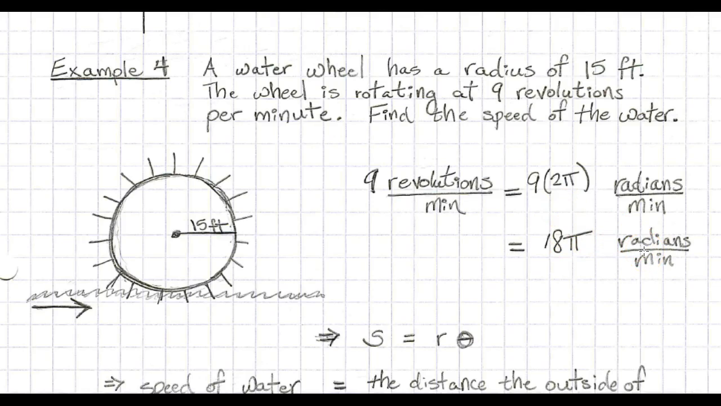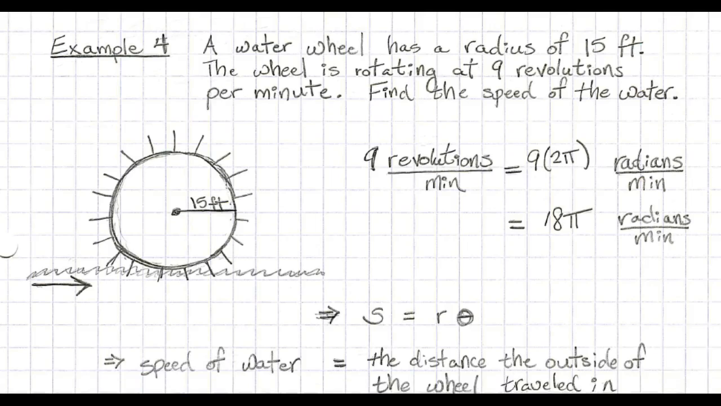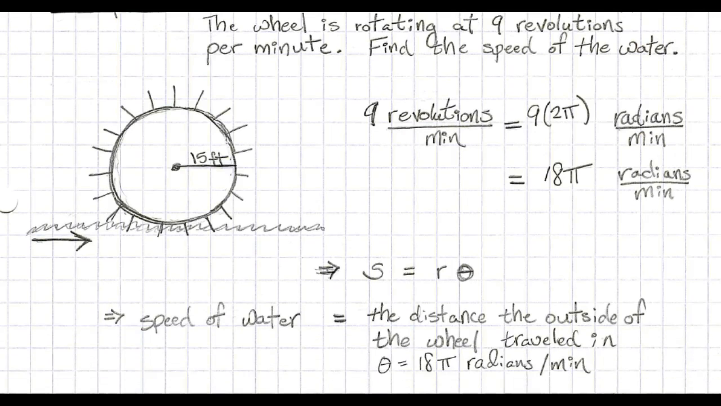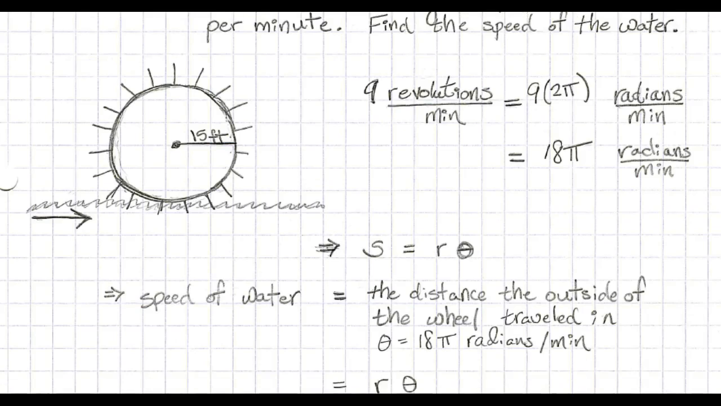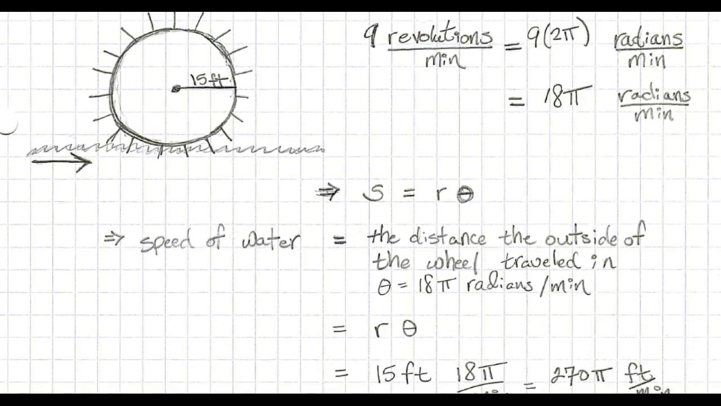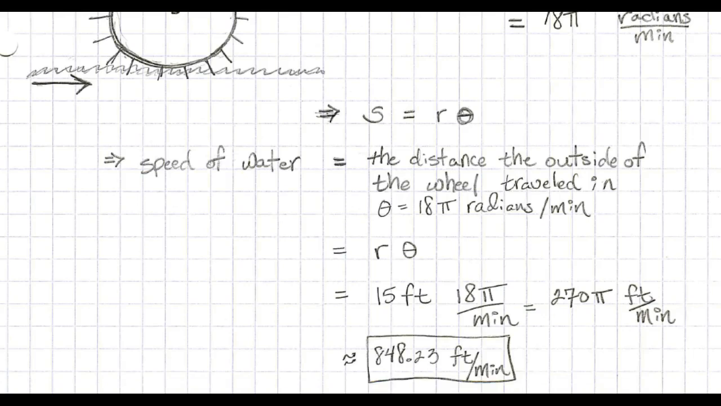So that means the wheel goes around 9 times, which is the same thing as 18 pi, so that's an angle, radians per minute. Then the speed of the water would essentially be how fast it pushes that wheel, which is the same thing as how far that wheel goes when it pushes. That's how much water goes by, or how fast the water is going by. So the speed of the water is the distance the outside of the wheel traveled, and theta equals 18 pi radians per minute. So the distance is your arc length, right? The outside of the wheel, how long it is.